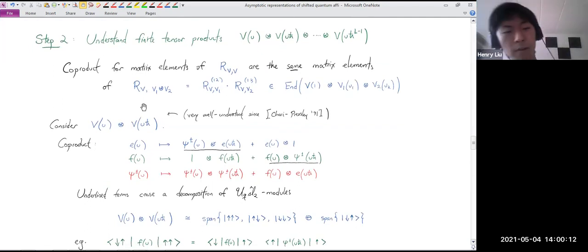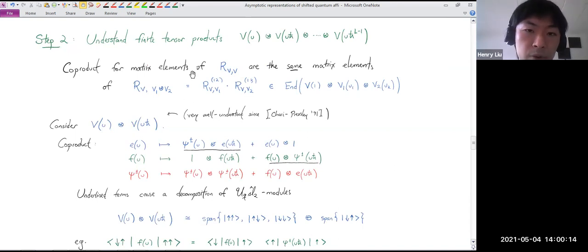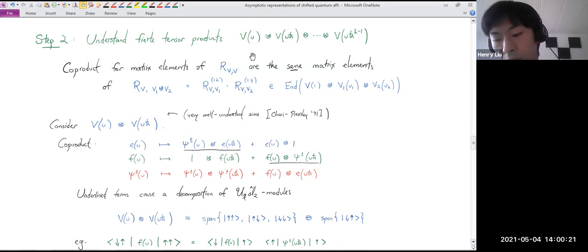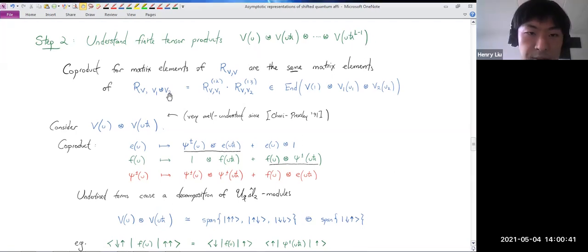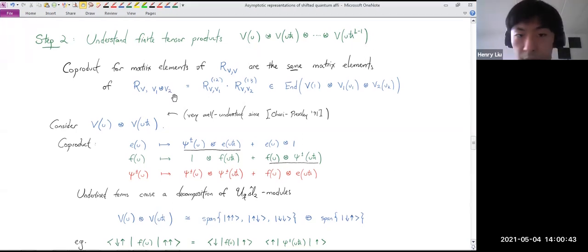Step two of our computation is to try to understand what these tensor products look like in the finite case. I said that in the end, we want to study these infinite tensor products where the evaluation parameters increase by powers of h bar. But the first step is to understand the finite case and then to send the length of the tensor product L off to infinity. So how do you understand this?